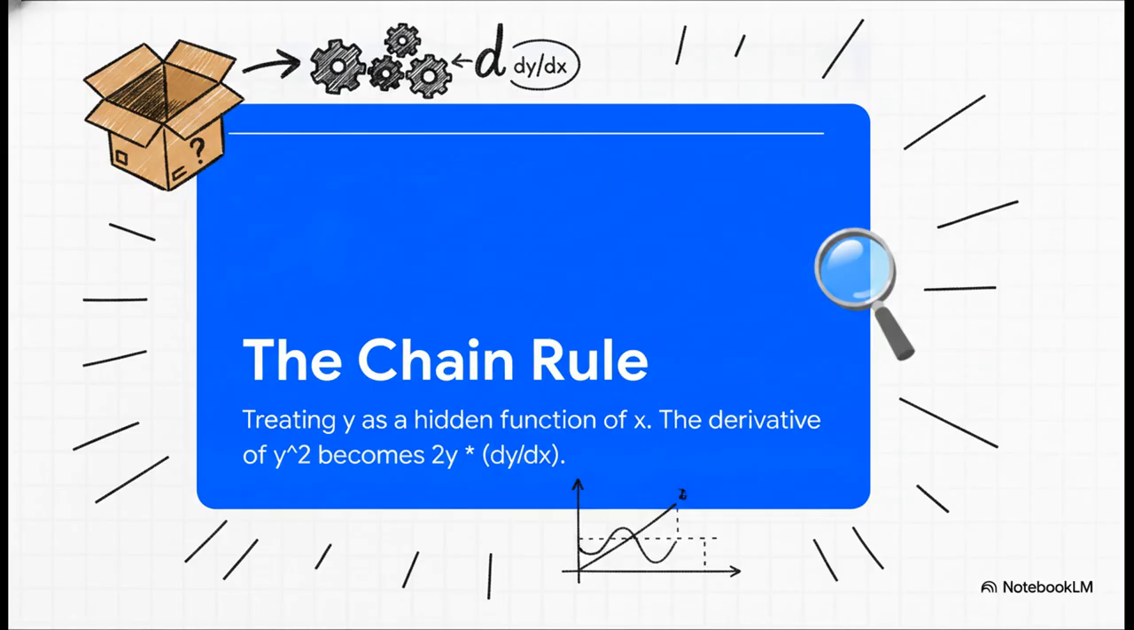So when we differentiate an implicit equation, every single time we take the derivative of a term with y in it, we apply the chain rule. We take the derivative of the outer layer first. For example, if we have y squared, the derivative of that outer layer is 2y. But then, because y is a hidden function of x, the chain rule dictates we absolutely must multiply that by the derivative of the inside. We multiply it by dy over dx. So the derivative of y squared with respect to x isn't just 2y. It becomes 2y times dy over dx. That little dy over dx acts like a tracker, popping up every time we interact with y.